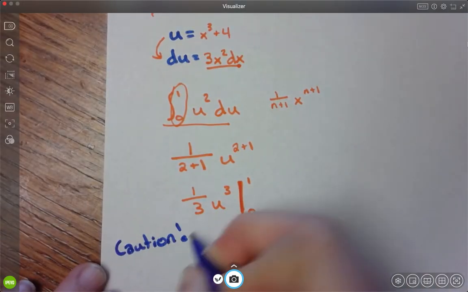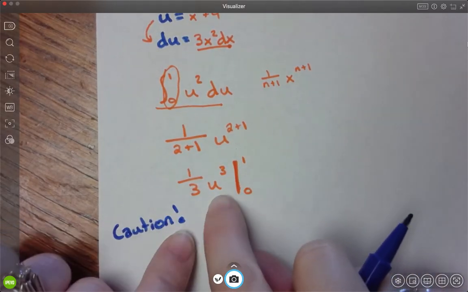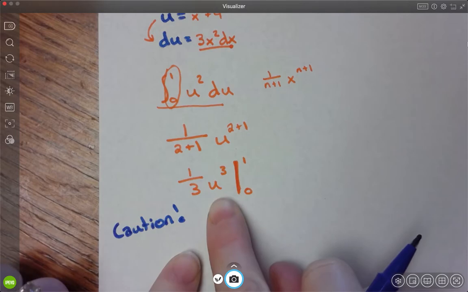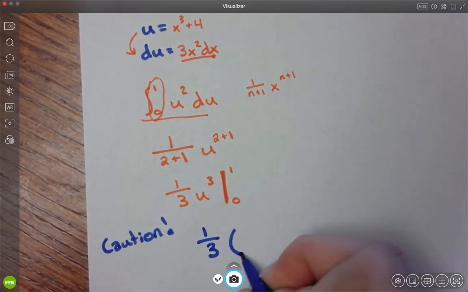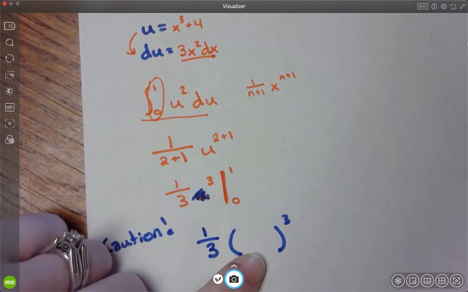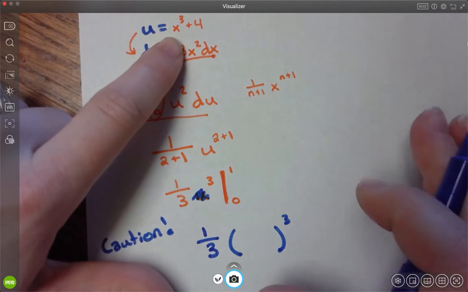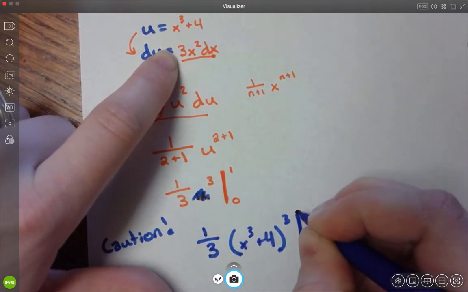Caution. You're not going to plug 1 and 0 in for u. We need to switch that back to x first. So I'm going to switch back to plugging x in for u. I need to cross him out. The u I designated was x cubed plus 4, and now I can go ahead and plug my 0 and 1 in.